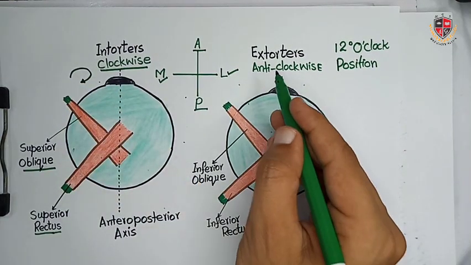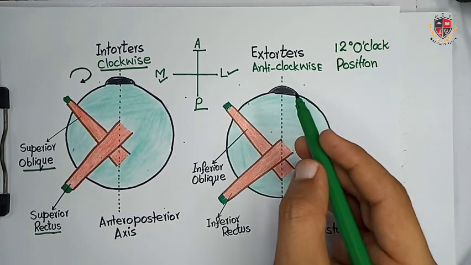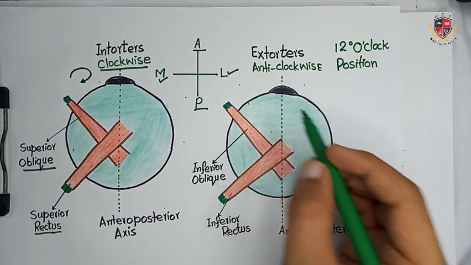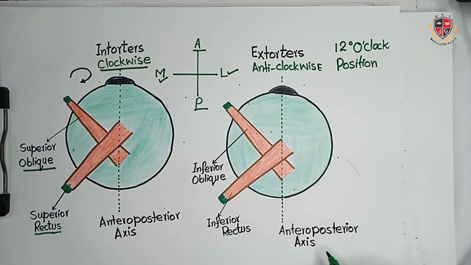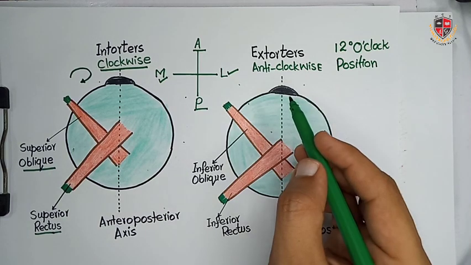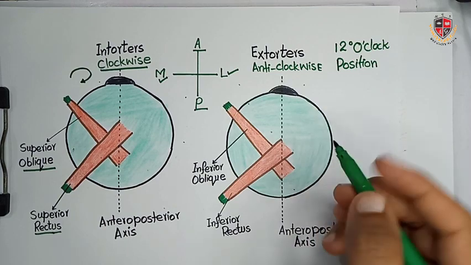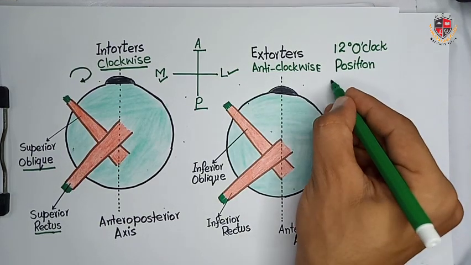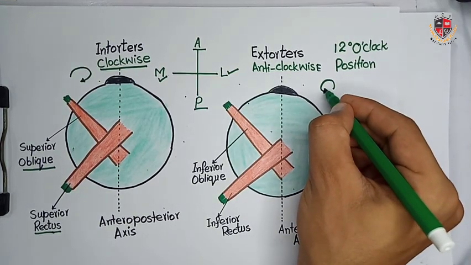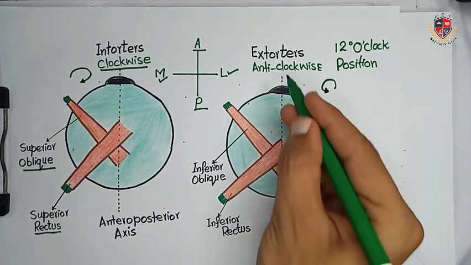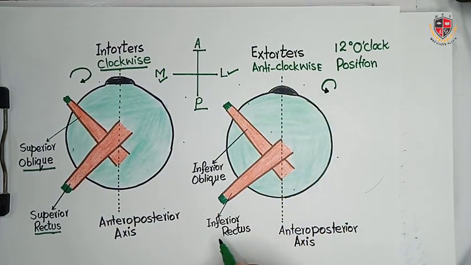And these are the extorters. They cause rotation of the eyeball around the anterior-posterior axis in anticlockwise direction. And this is the anticlockwise direction, and these muscles are inferior oblique and inferior rectus.